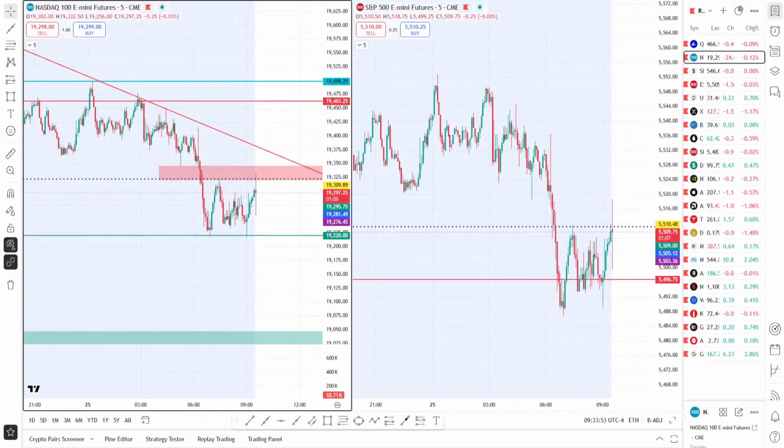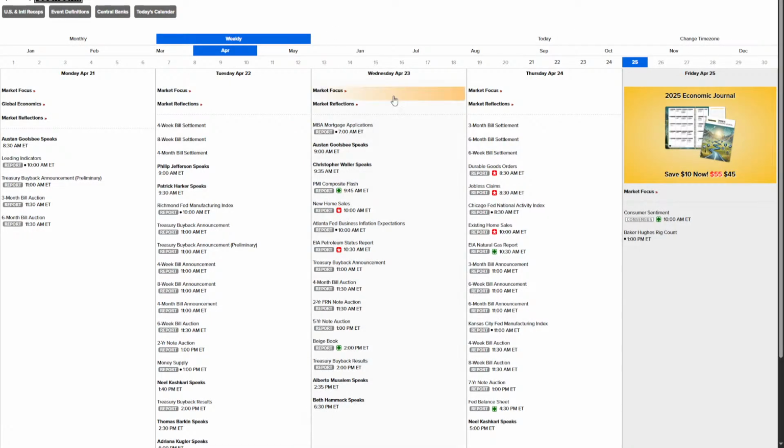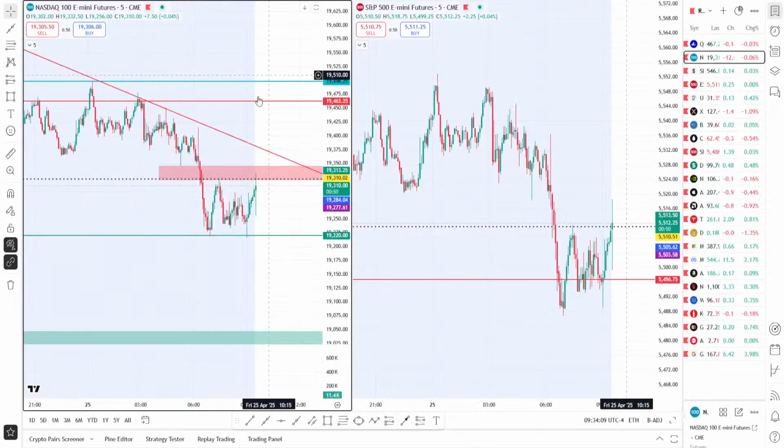All right, let's see real quick here when we have news. We have consumer sentiment here at 10 a.m. So we can maybe take a trade or two here before that. If not, just wait it out till the news comes out.